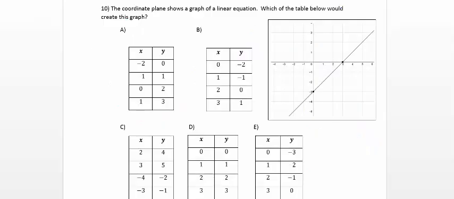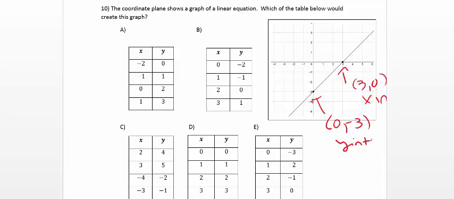In number 10, we need to figure out which one of these tables is going to graph the line, which one could create this graph. And we can look at some important points here that are graphed. This one right here is the point 3, 0. That's our x-intercept. And this point down here is our y-intercept, and that's 0, negative 3. So I'm looking for those important points in my table.